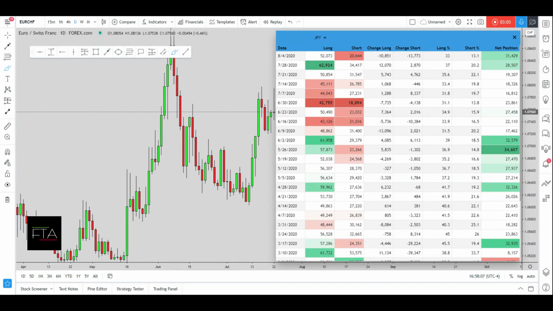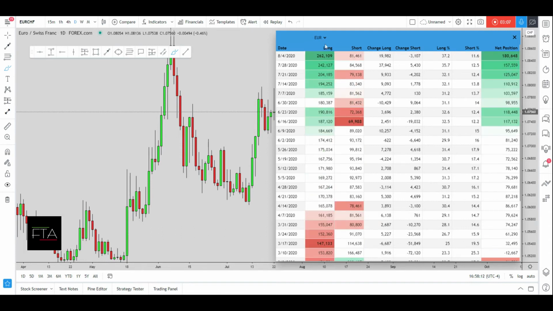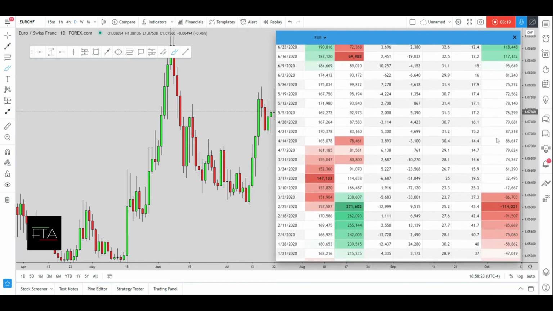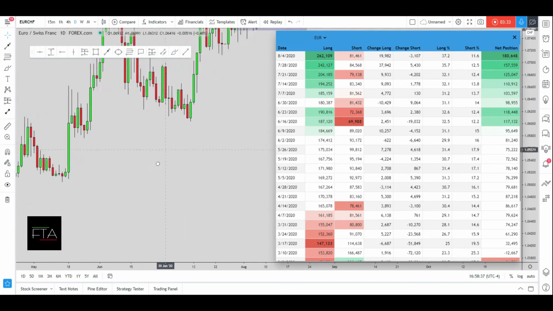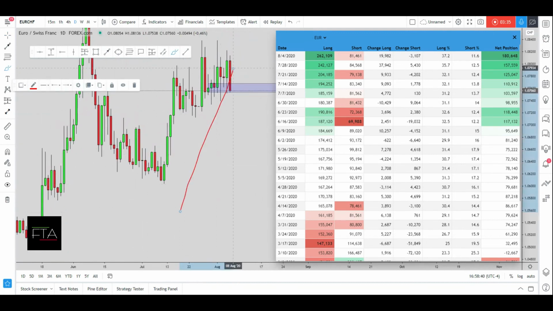If we check the COT data, so the commitment of traders, which is what the biggest banks and institutions are currently doing on the Euro and on the CHF. Starting from the Euro, we can see that currently we are sitting with 180K net positions, which is one of the highest values that we ever had. 180K net positions with 262K longs and 81K shorts. So a massive amount of longs on the Euro, which in fact has been making big moves to the upside.